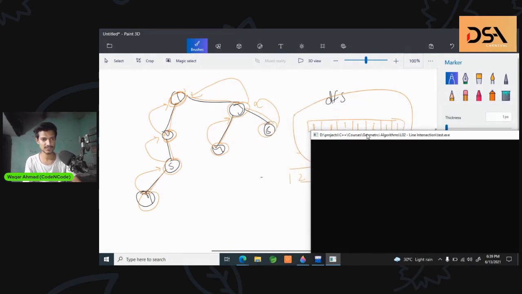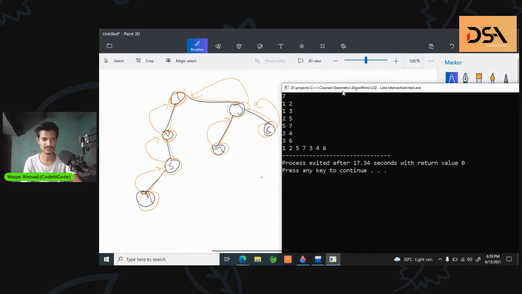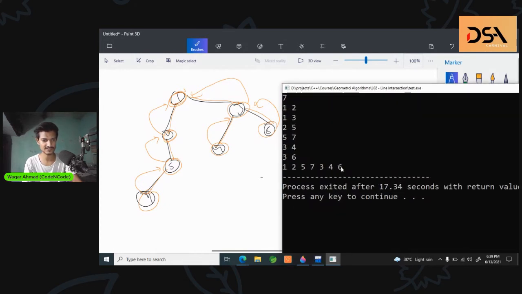There are 7 nodes. 1 is connected to 2, 1 is connected to 3, 2 is connected to 5, 5 is connected to 7, 3 is connected to 4, and 3 is connected to 6. Here you see, this is the order in which they get traversed.